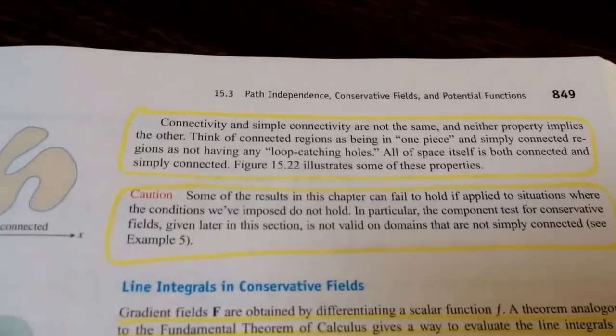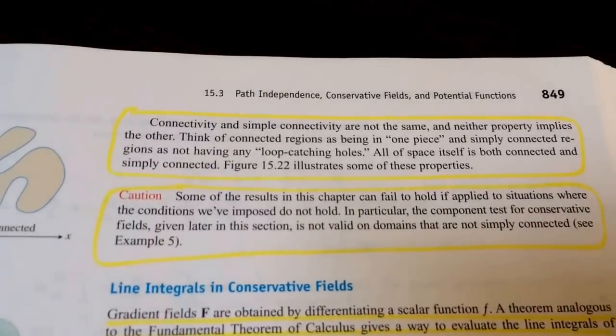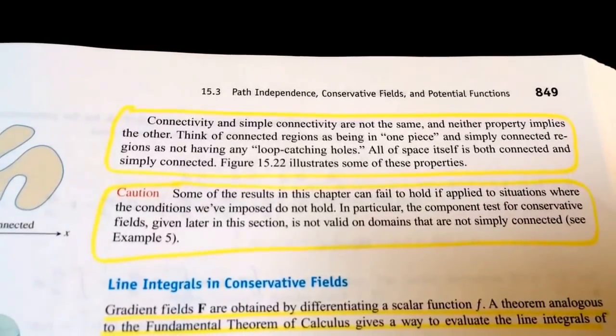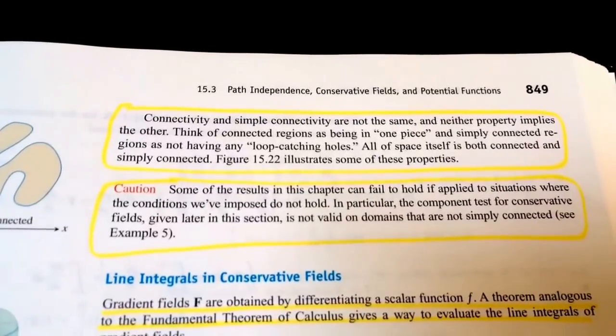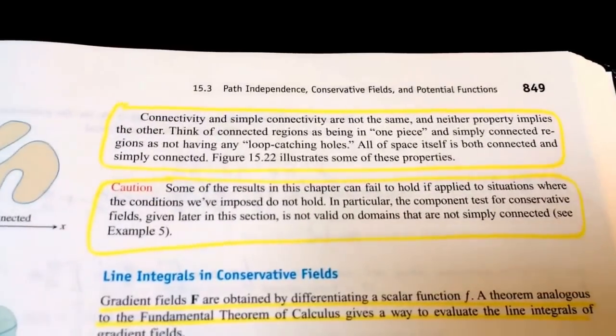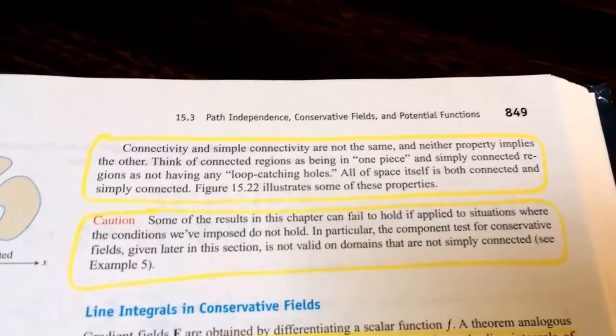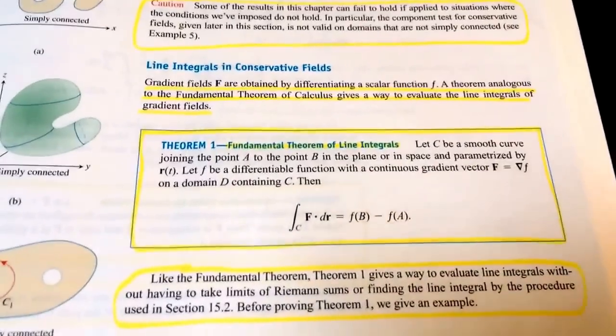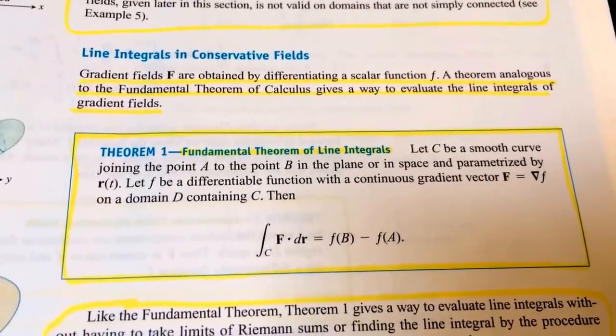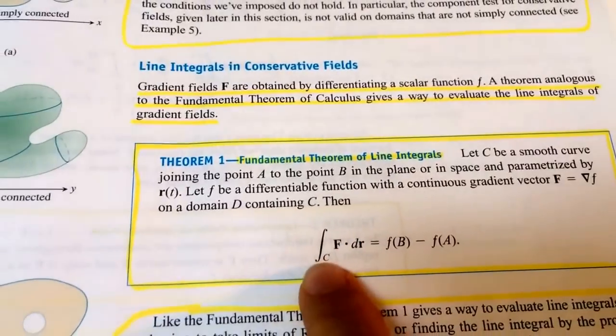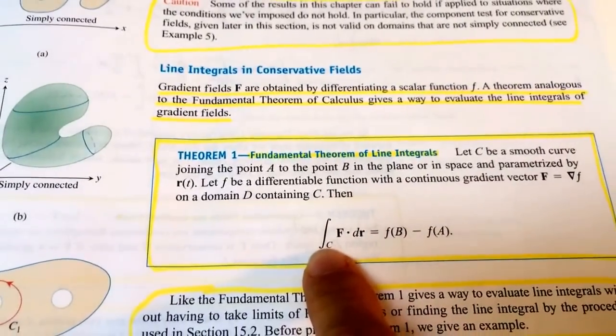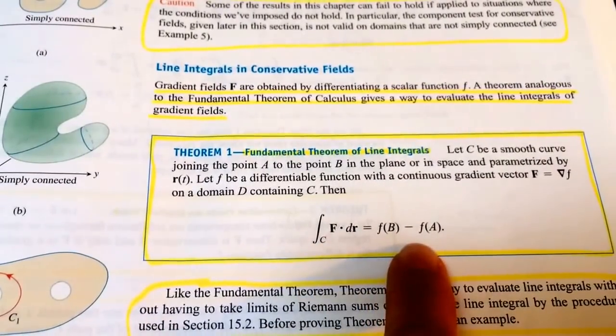Okay, so top of page 849, it's talking about the difference between connectivity and simple connectivity. There's a caution here, you need to be careful, so definitely read these on your own, but we're going to look at some theorems now. The first one is Theorem 1, fundamental theorem of line integrals. And this is basically what we were looking at over here. Notice here they're using the C notation, but if it is path independent or conservative, then all you care about here is the endpoints.